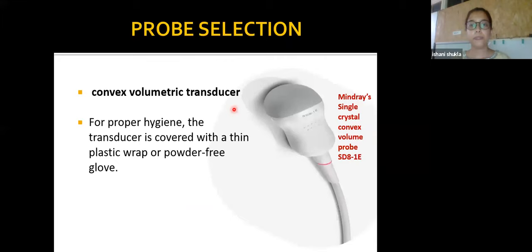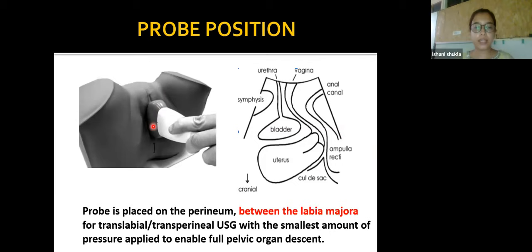Probe selection is the convex volumetric transducer for 2D as well as 3D volumetric ultrasound. For proper hygiene, the transducer is covered with a thin plastic wrap or powder-free glove. The probe position: the probe is placed in the perineum between the labia majora for translabial or transperineal ultrasound with the smallest amount of pressure applied to enable full pelvic organ descent.